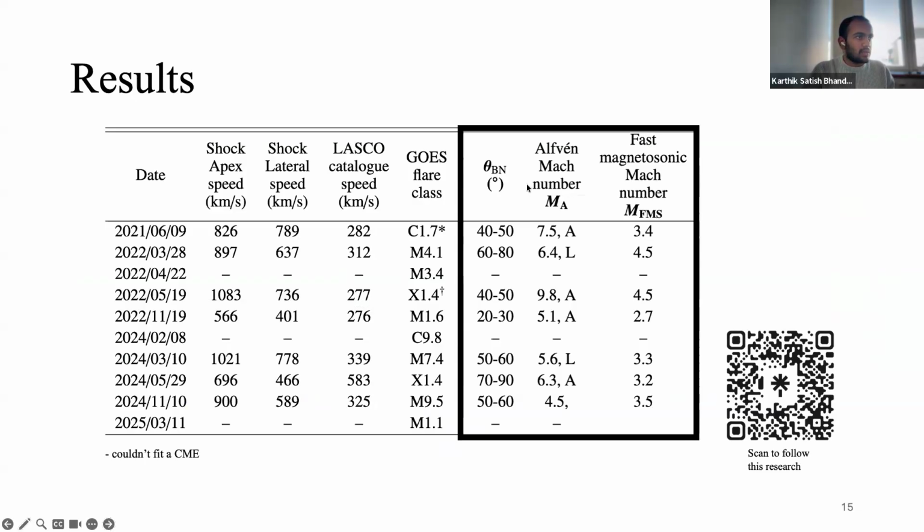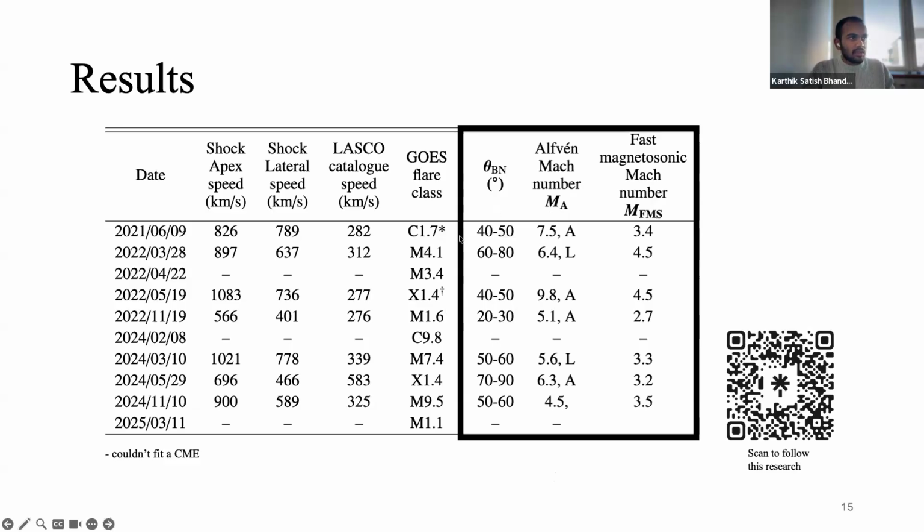What's key to notice is that the alpha Mach number and fast magnetosonic Mach number are quite high. They are higher than what's called the criticality of the shock waves, which is around 2.3 for quasi-perpendicular shocks. And we see that all these numbers exceed 2.3, meaning that all these shock waves mostly are supercritical in nature.